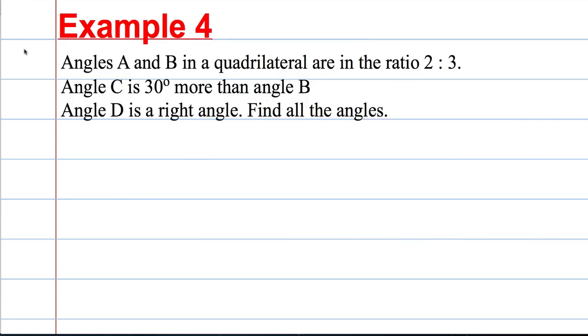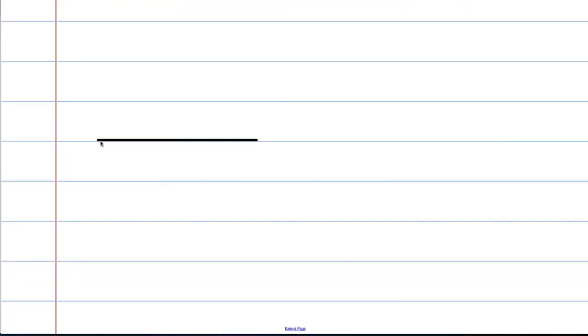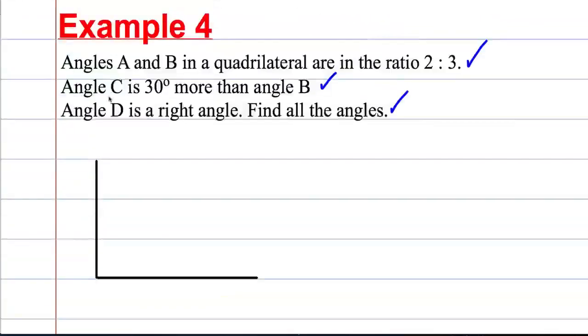Example 4. Angles A and B in a quadrilateral are in a ratio 2 to 3. Angle C is 30 more than angle B. Angle D is a right angle. Find each angle in the quadrilateral. Let's draw a quick picture to represent this. So angle D is a right angle. So let's just draw angle D here, like that. Label that D.